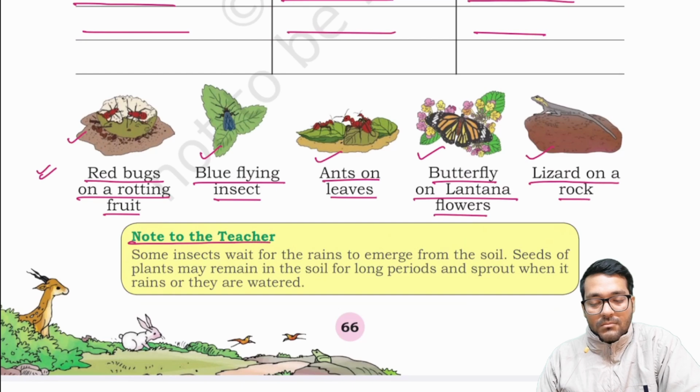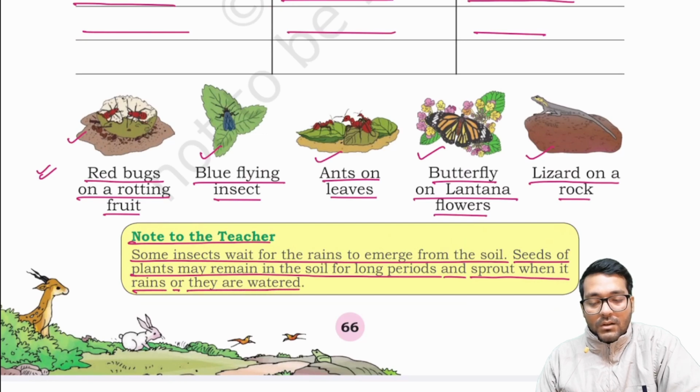Note to the teacher. Some insects wait for the rains to emerge from the soil. Seeds of plants may remain in the soil for a long period and sprout when it rains or they are watered.